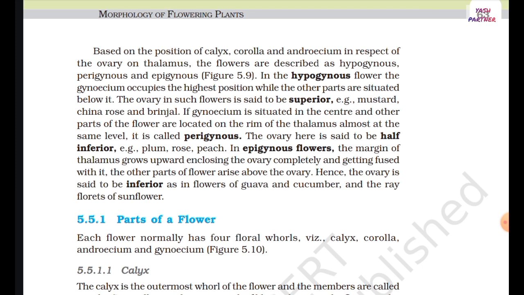If gynoecium is situated in the center and other parts of flowers are located on the rim of the thalamus almost at the same level, it is called perigynous. The ovary here is said to be half inferior. Example plum, rose, peach. In epigynous flower, the margin of the thalamus grows upward enclosing the ovary completely and getting fused with it. The other parts of the flower arise above the ovary, hence the ovary is said to be inferior, as in flowers of guava and cucumber and the ray florets of sunflower.